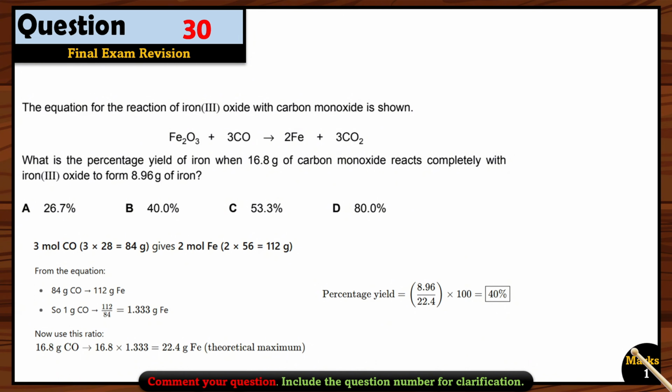Question number 30. The equation for the reaction of iron oxide with carbon monoxide is shown here. Again, what is the percentage yield of the iron when 16.8 gram of carbon monoxide reacts completely with iron oxide to form 8.96 gram of iron? So what is the question? They want to know the percentage yield of iron, right? And they have given you what? 16.8 gram of carbon monoxide. So now the main question is related to carbon monoxide and iron, right?